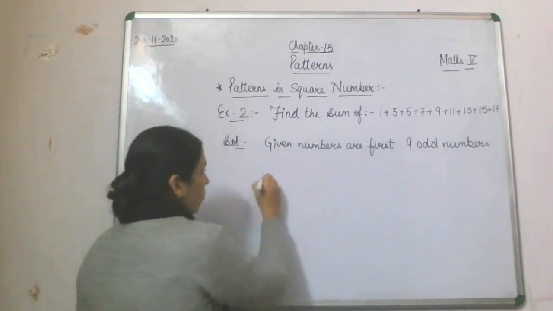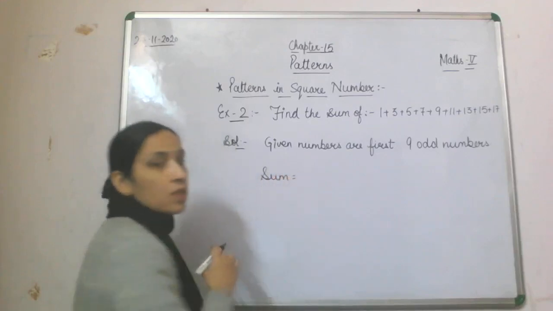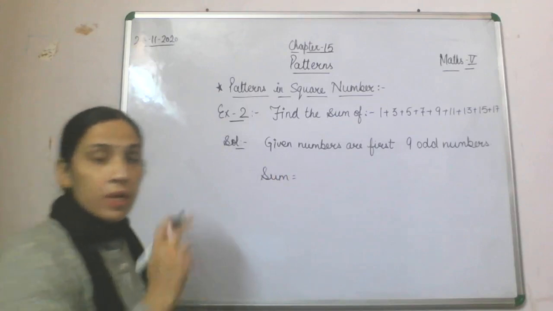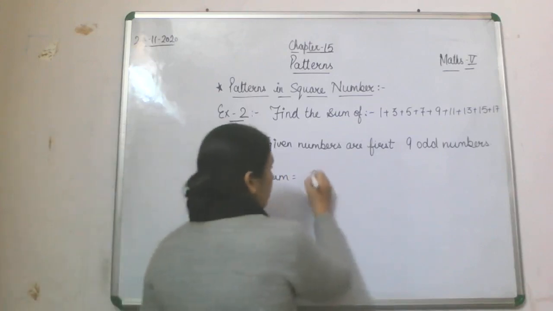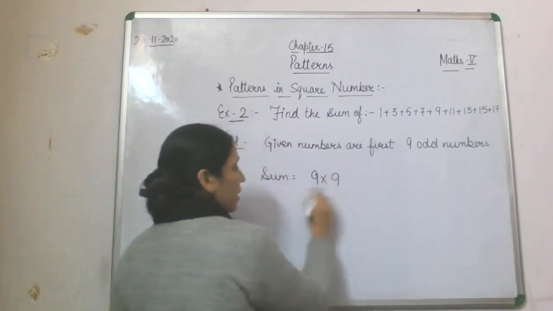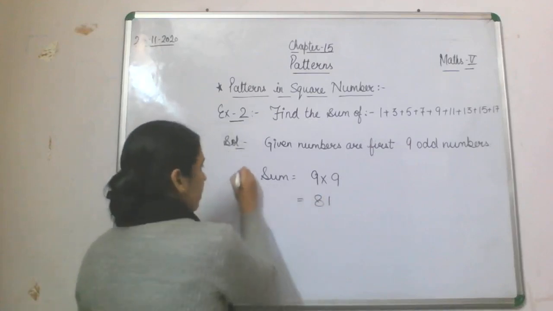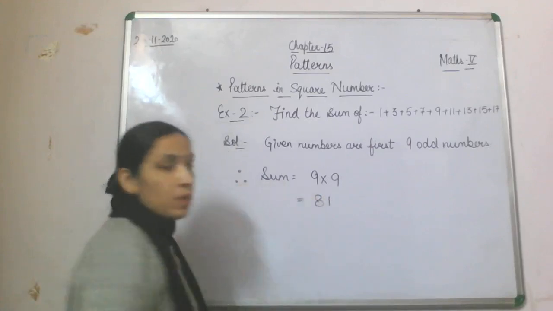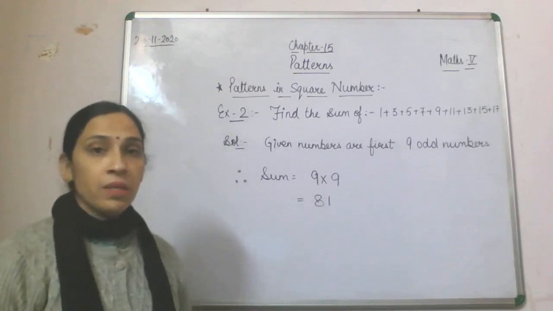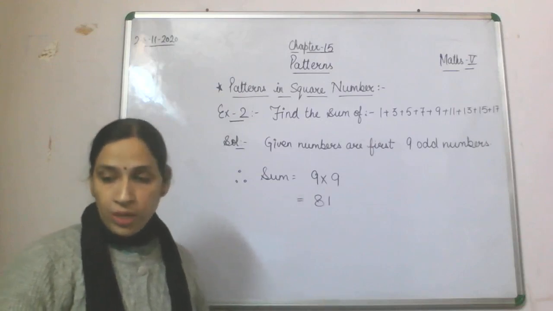It means we are going to use that previous example's formula. The sum will become that multiple of as many odd numbers as there will be. 9 nines will be 81. So therefore the sum of these numbers will become 81. That will be, therefore, sum is equal to 9 multiplied by 9 is equal to 81.